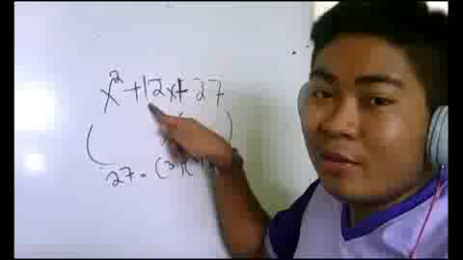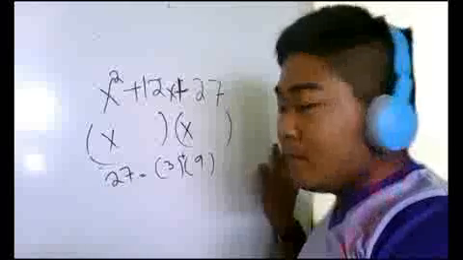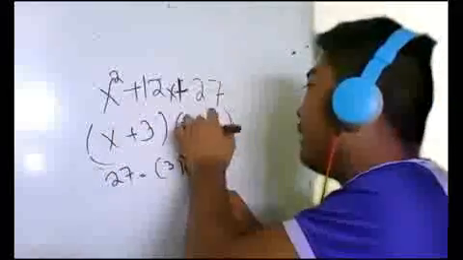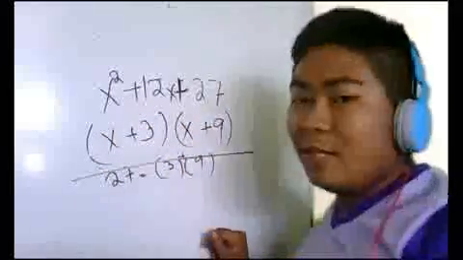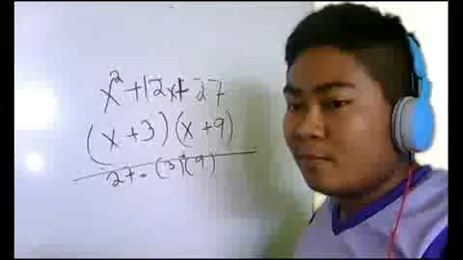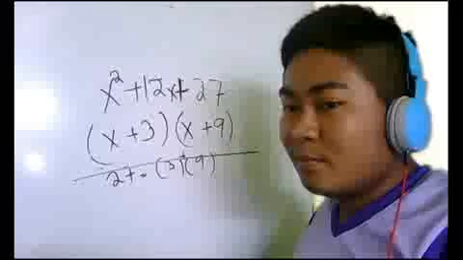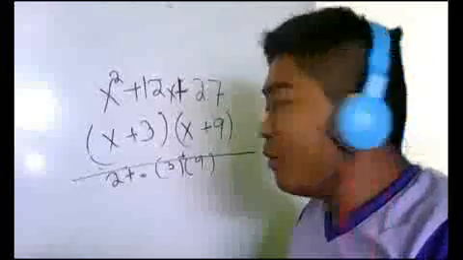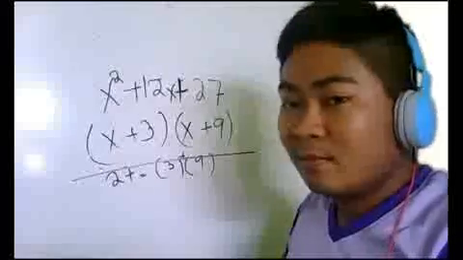Kaya magiging x, then positive 3, positive 9. Simple as that. Nakuha, Chloe? Opo.